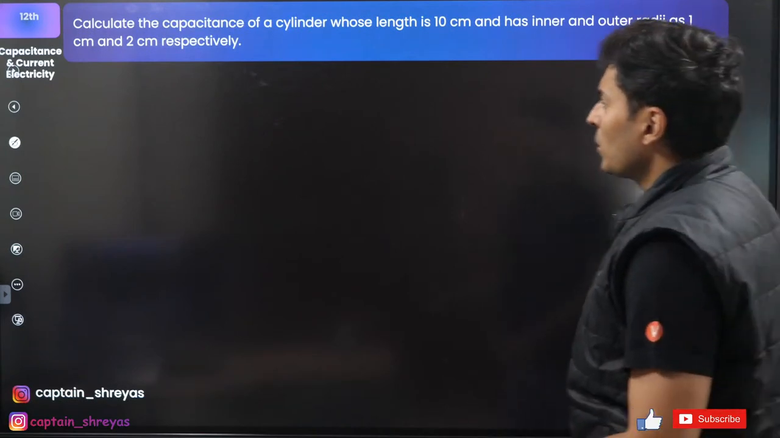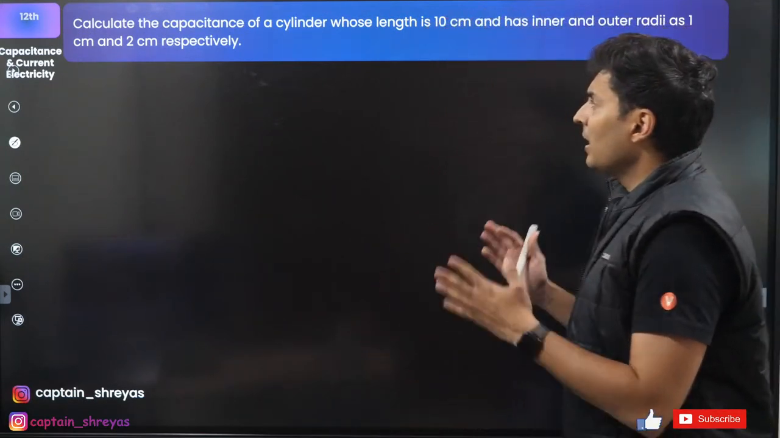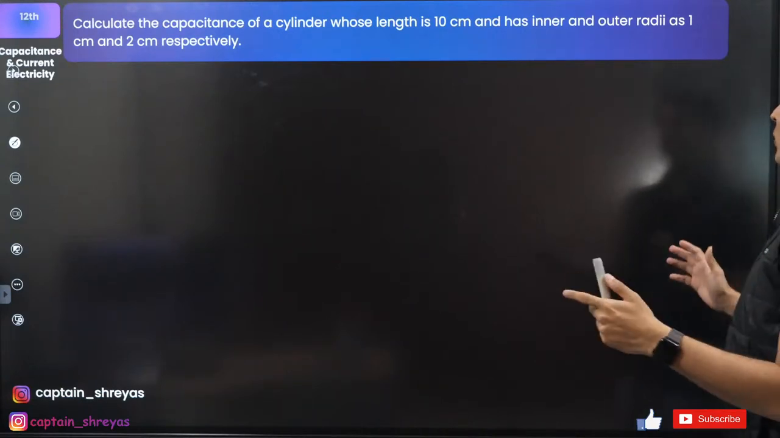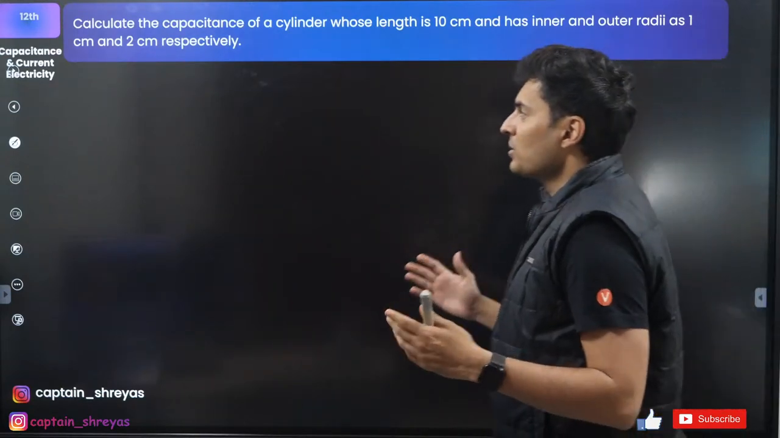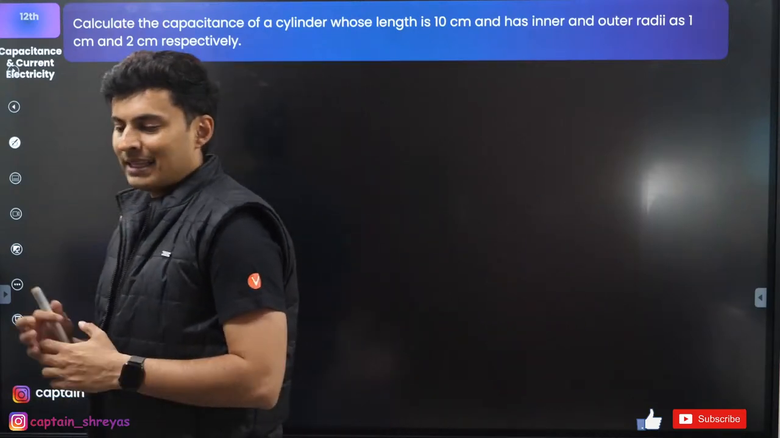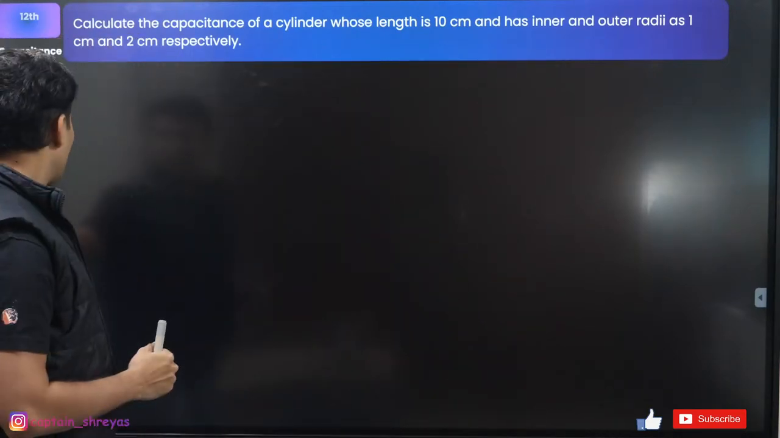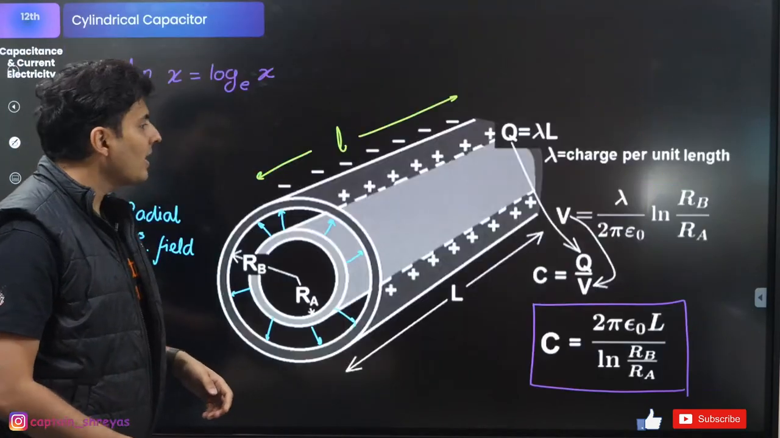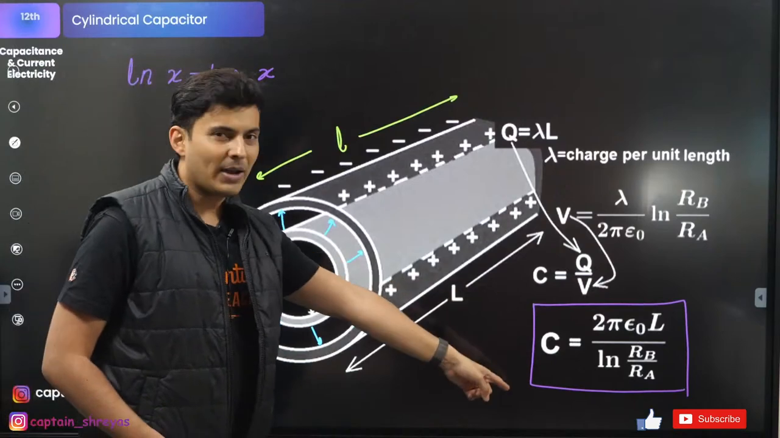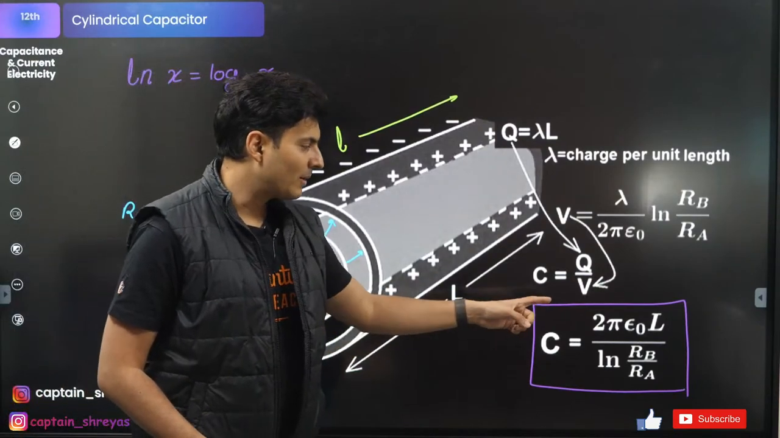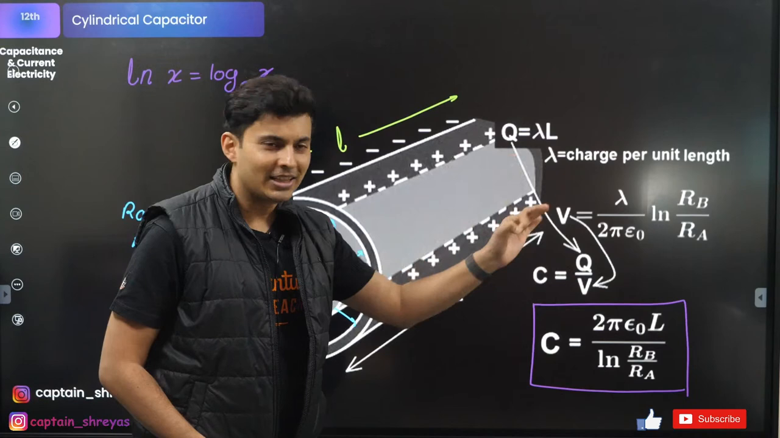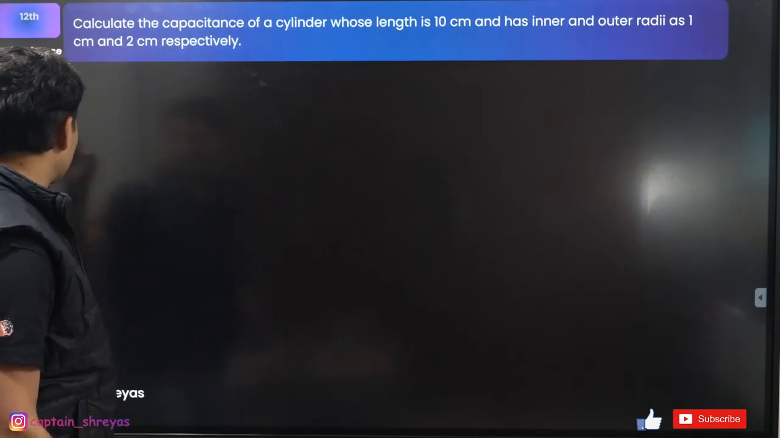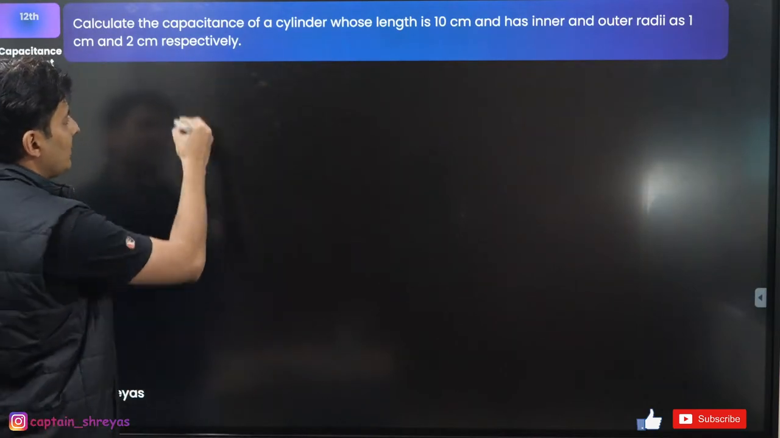Okay, so let's go to the question. Calculate the capacitance of a cylinder whose length is 10 cm and has inner and outer radius as 1 and 2 centimeters respectively. Let's try to do this question. Come on, everybody use the formula. In case you have forgotten the formula, here is a quick recap. Capacitance of a cylinder type of capacitor is 2 pi epsilon naught length divided by log of big radius by small radius. So let's see if you can use it, because it is a cylindrical type of capacitor.